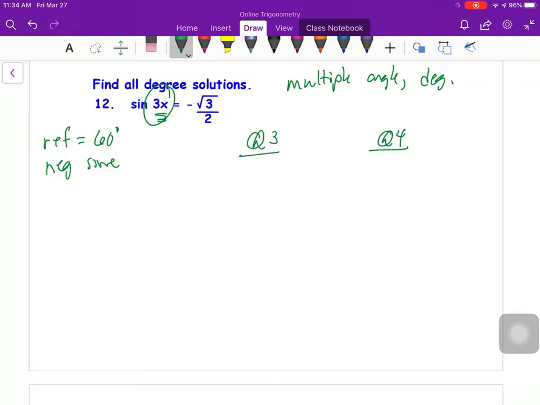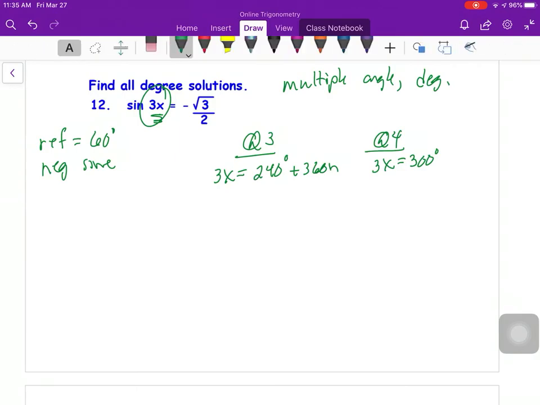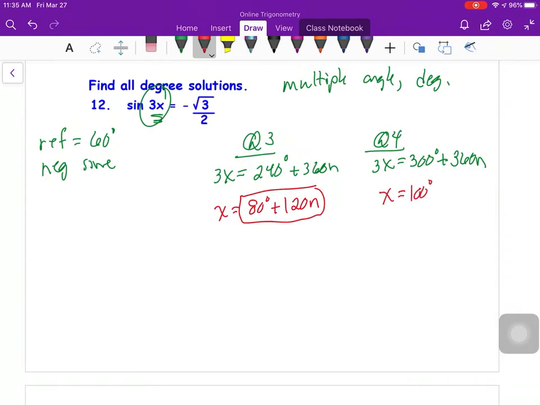In quadrant 3, the inside, the 3x, would be equal to, and here we have to take 180 and add 60, so 240. Since there are no restrictions, we would add 360n. In quadrant 4, our 3x would be equal to, this time it's 360 minus 60, so that's 300, and again, plus 360n. And to finish it, we have to divide everything by 3. So x would be equal to 80 degrees plus 120n. That's quadrant 3. X would be equal to 100 degrees plus 120n. That would be our quadrant 4 answers.